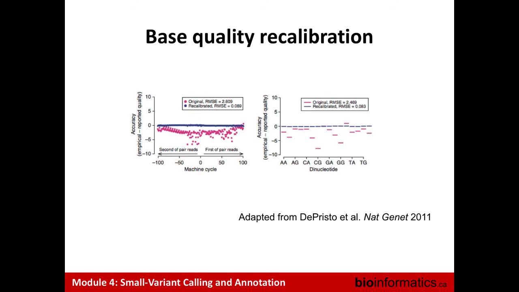Base quality recalibration is hard to show with a scheme or a cartoon, but it's based on the Bayesian formula we saw at the beginning, which really relies on the base quality of each base. So having the best model or the best quality on your data is really important.